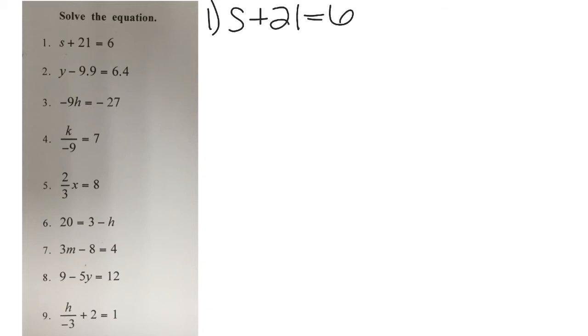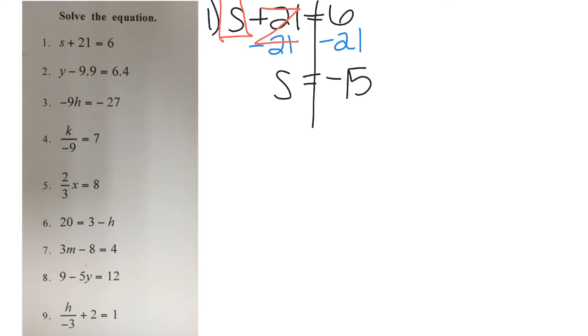Okay, so our goal is to get the variable by itself. So I want to get s by itself. And so to do that, I need to undo the addition, which is subtraction, minus 21. And whatever I do to one side of the equation, I have to do to the other. And then we get s, because the 21 minus 21 zeroes out. And we get s equals negative. The bigger number's negative, so our answer is going to be negative. And they're opposite signs, so we're going to subtract, minus 15.